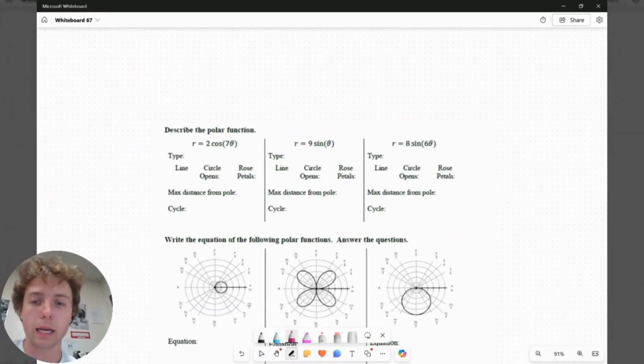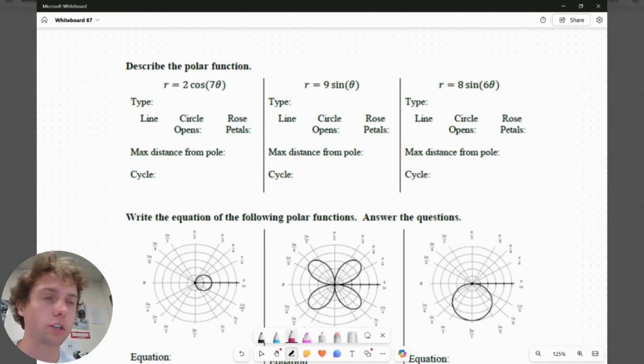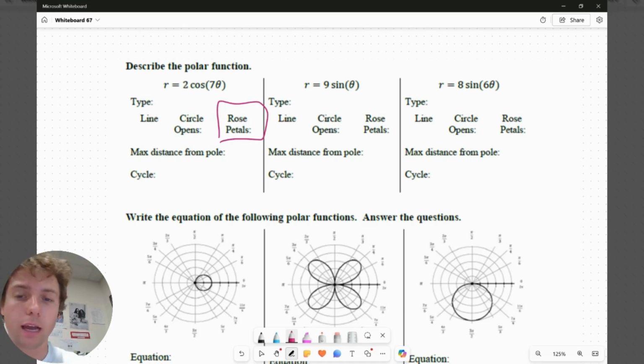So, this top part is exactly what we were just looking at. Is it a line? Is it a circle? Is it a rose? Well, I know this is a rose because of the value on the inside. It's an odd number of petals. The maximum distance from the pole is the value on the outside. Since it's an odd value on the inside, we know our cycle is 0 to pi.